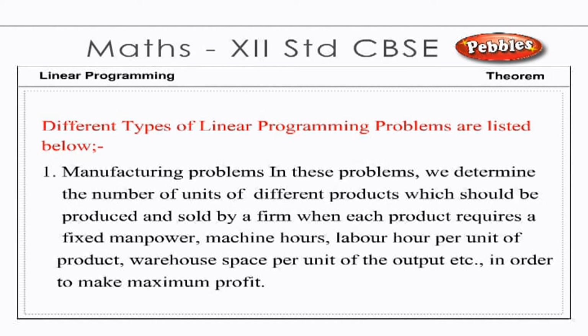Different types of linear programming problems are listed below. 1. Manufacturing problems. In these problems, we determine the number of units of different products which should be produced and sold by a firm when each product requires a fixed manpower, machine hours, labor hour per unit of the product, warehouse space per unit of the output, etc., in order to make maximum profit.